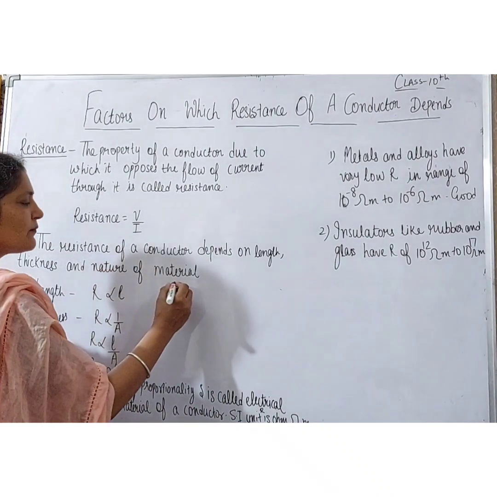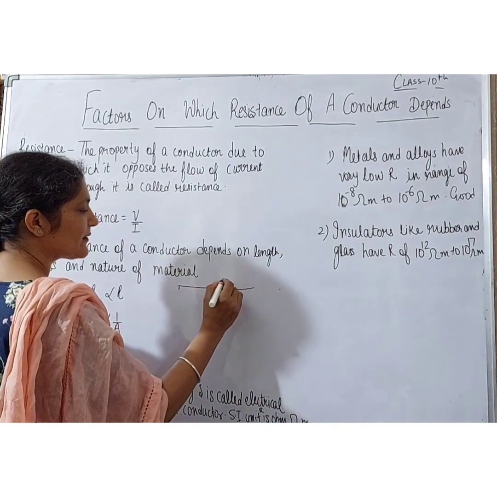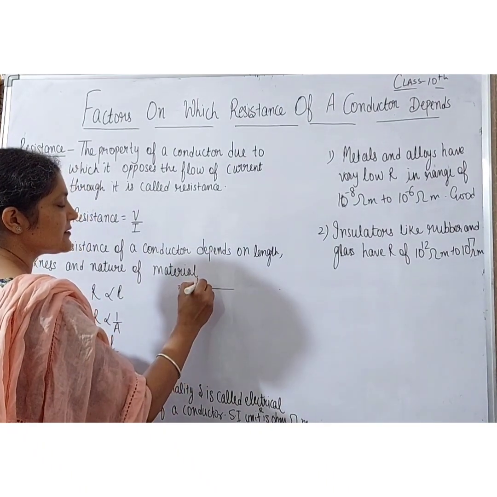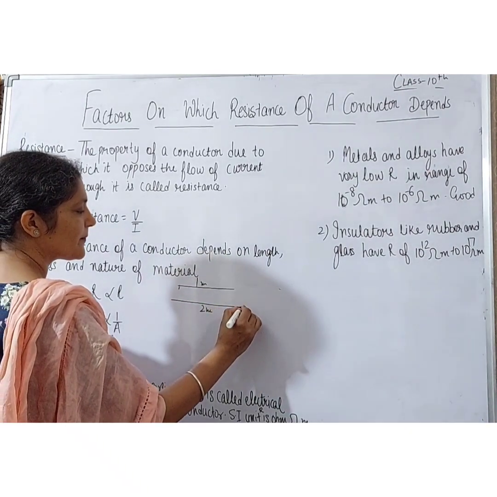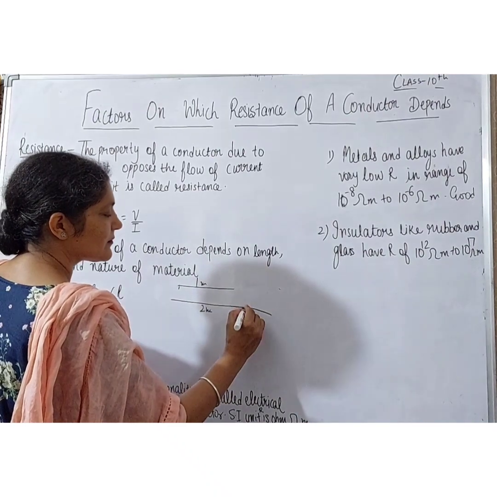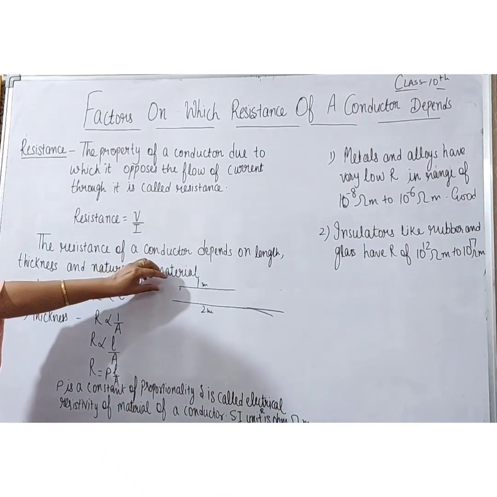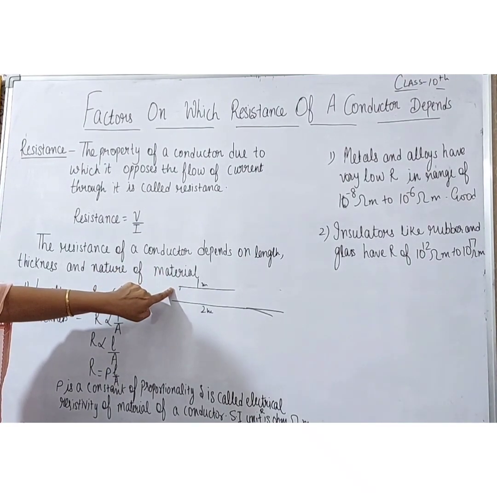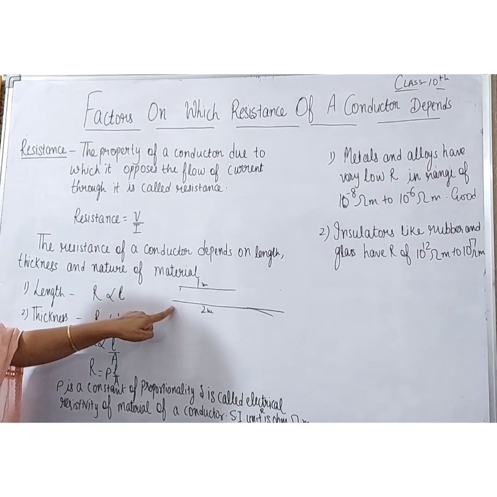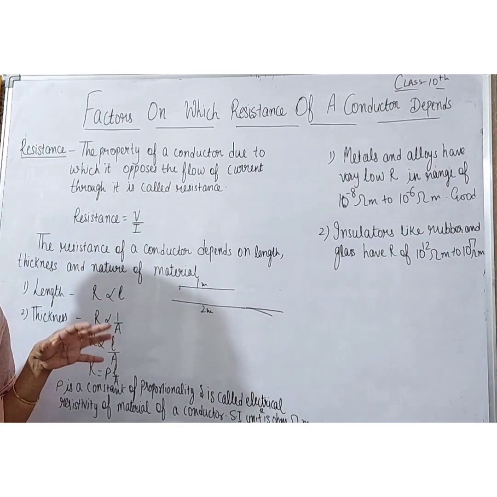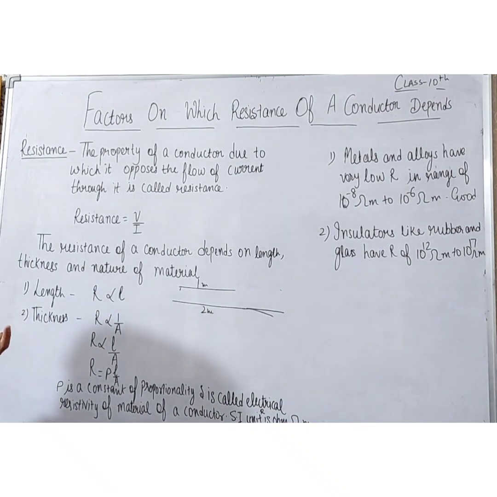Suppose students, we have this wire. It is, suppose, of 1 meter, and another wire which is of 2 meter. Now if the length of the wire is short, then the resistance will also be less. If we increase the length of the wire or length of the material, the resistance will be more. Why is it so?